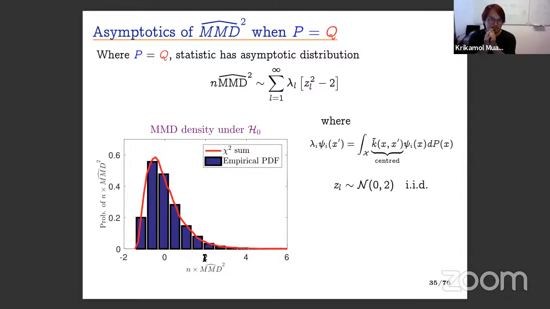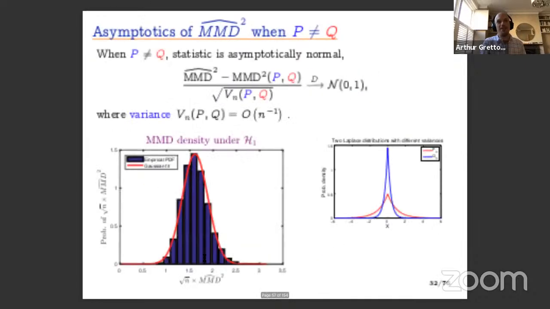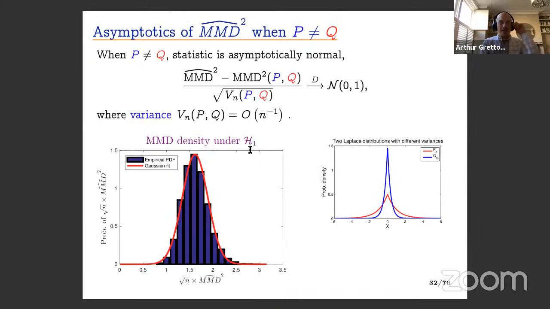And not only is the choice of kernel going to shift around my distribution when P and Q are the same, but also it's going to change what's going to happen when P and Q are different. So when P and Q are different, my asymptotic distribution is always Gaussian. So I always expect my MMDs to be Gaussian distributed around their mean. And the variance is always going to collapse like this. So as I compute my MMD with more and more samples, the MMD is always going to collapse towards its mean at speed 1 on n.